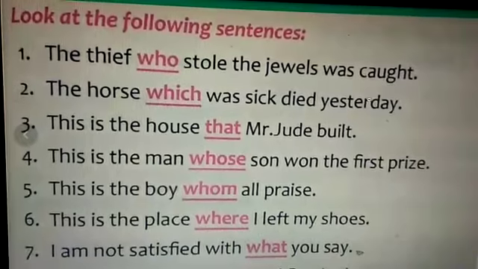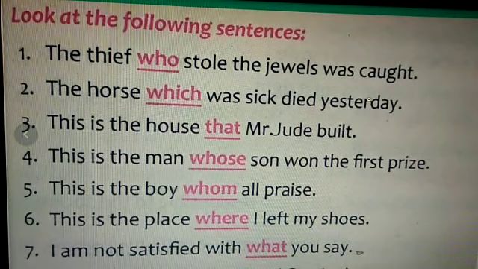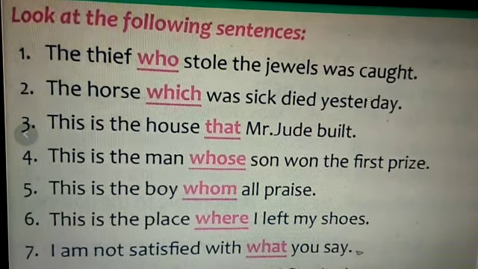Let's look at the following sentences. First sentence you see, the thief who stole the jewels was caught. So, who refers to the thief. That is the relative pronoun. Second one, the horse which was sick died yesterday. Third one you see, this is the house that Mr. Jude built. So, here that is the relative pronoun.